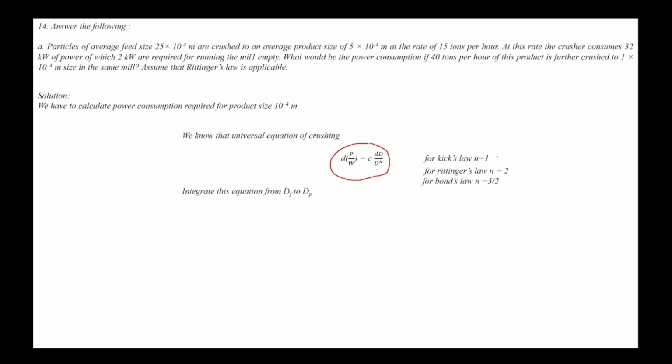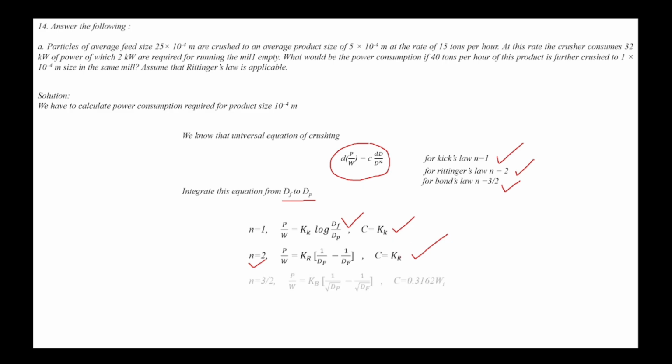For Kick's law, n is equal to 1. For Rittinger's law, n is equal to 2. And for Bond's law, n is equal to 3 by 2. Putting all these values and integrating this equation from df to dp, for n equal to 1 we get this, where C is replaced by Kick's constant. Similarly, when we put n equal to 2, it gives Rittinger's law, and C is replaced by Kr. This is Kick's constant, this is Rittinger's constant. And similarly for Bond's law, n is equal to 3 by 2, and it gives this formula where C is equal to 0.3162 times the work index.